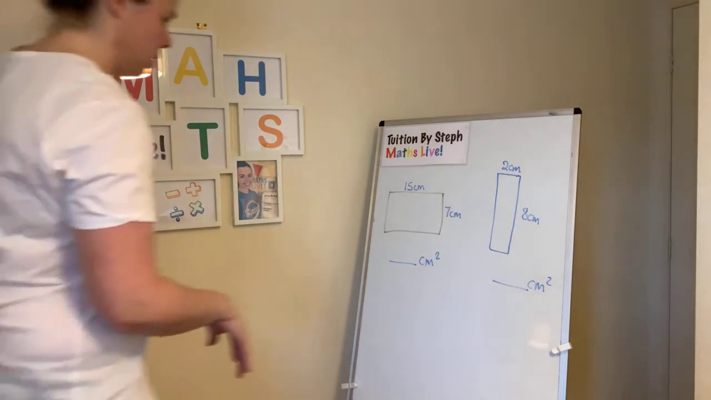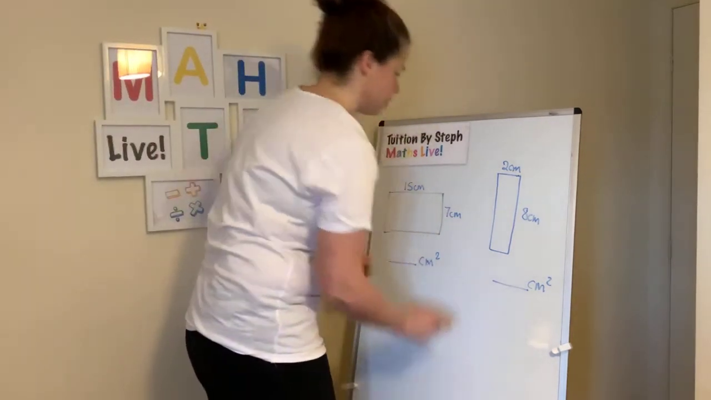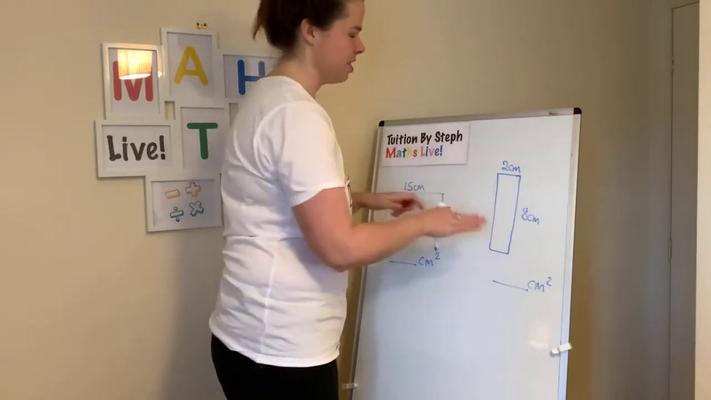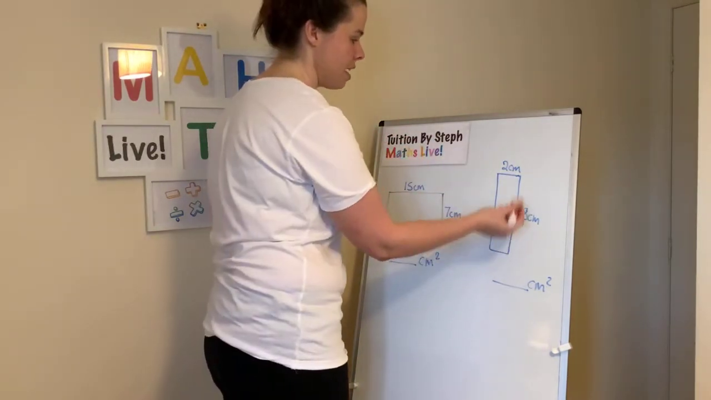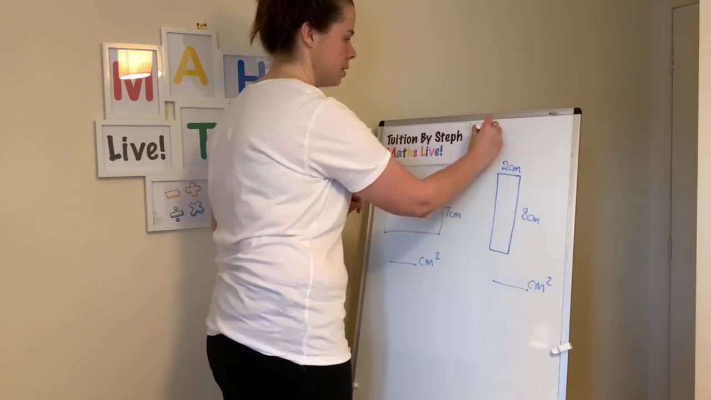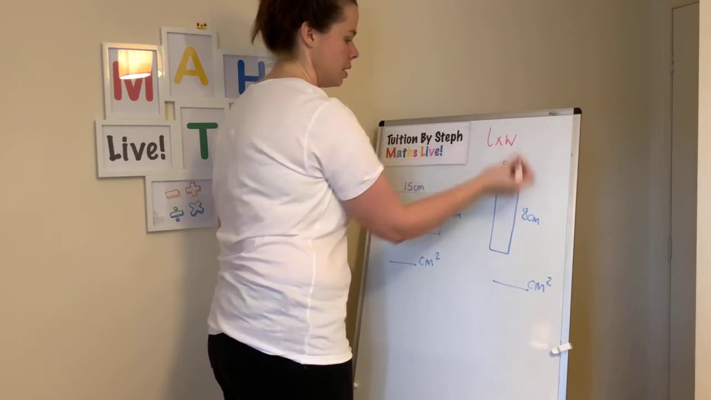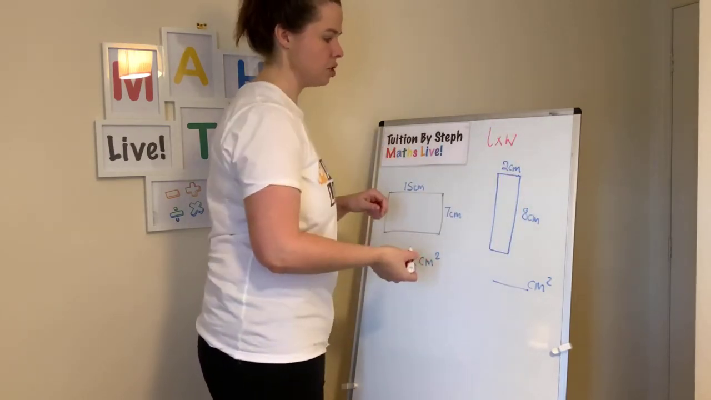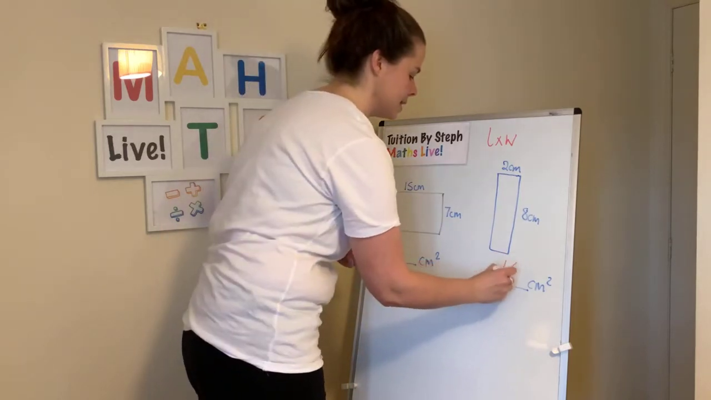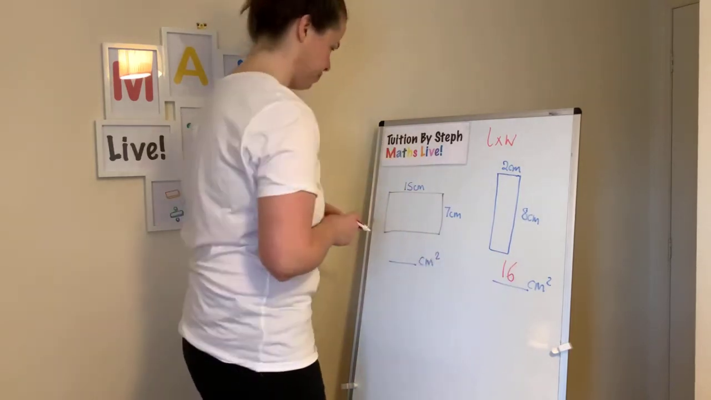Okay, so let's have a look. For the first one, I'm going to start on this side because the numbers are smaller. To find the area, you do length times width. The length is 8, the width is 2, so 2 times 8 is 16. So well done if you got 16.